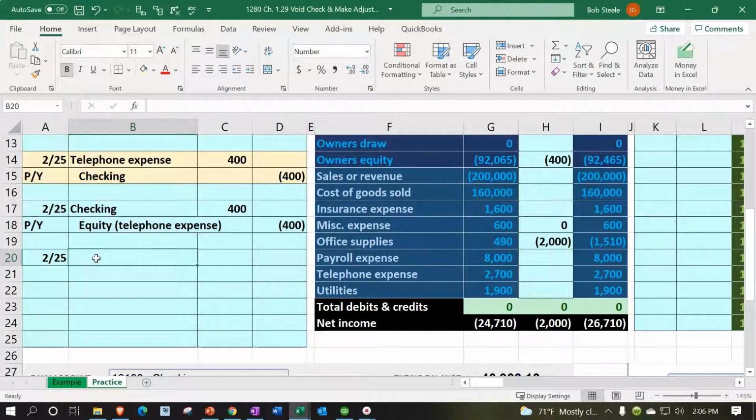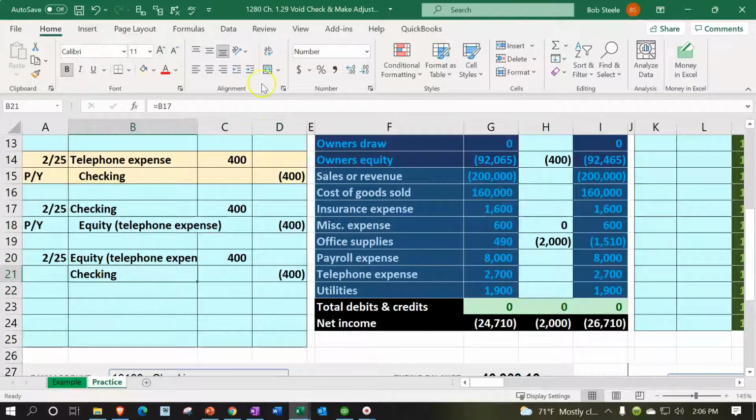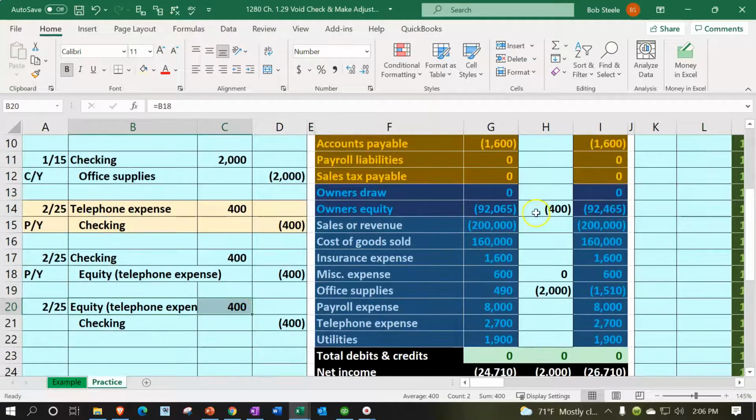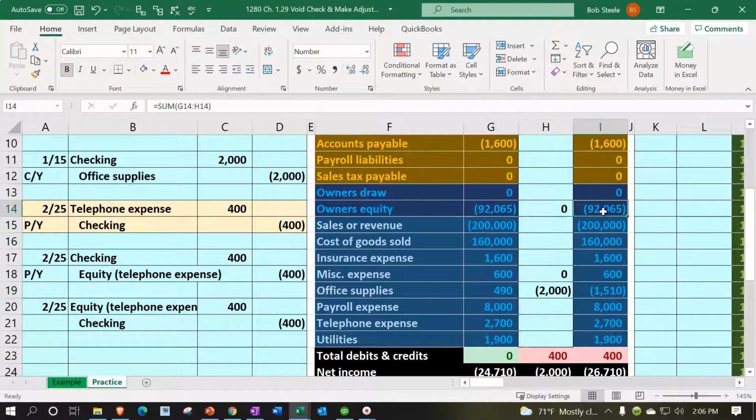And I'm going to reverse this exactly. So I'm going to say this is going to be the equity account, and this is going to be the checking account, for the same $400. To reverse it, I'm going to indent this. So I'm going to record the equity account, double click in here, and then go plus, and then record that $400 in the equity, getting our equity back to where it should be, because we closed out the equity.